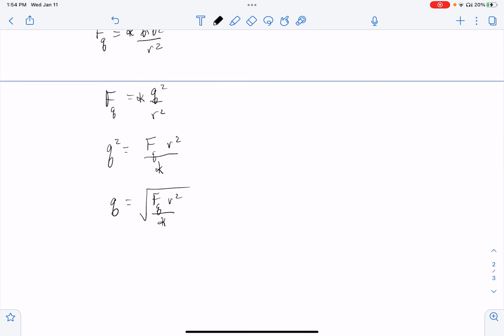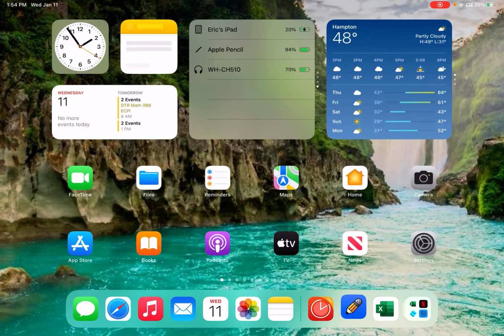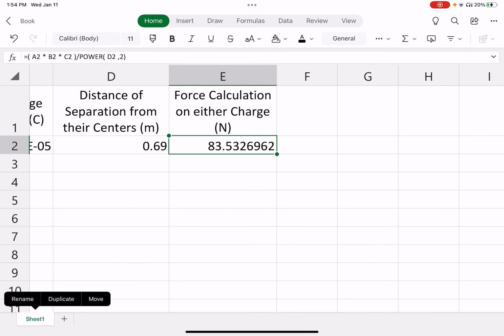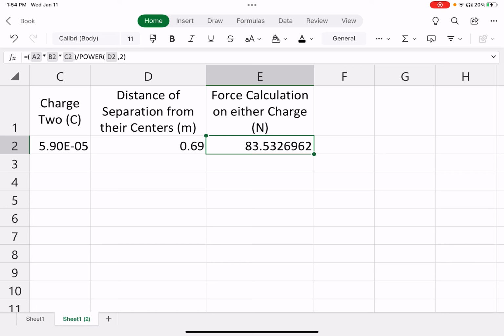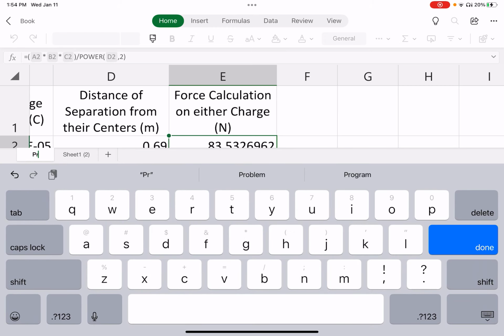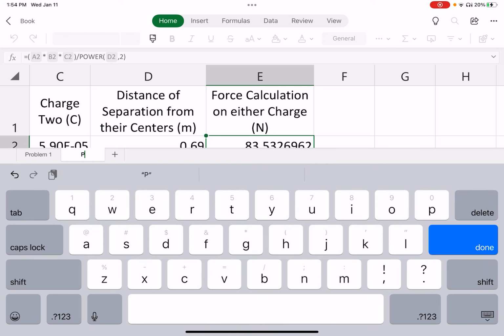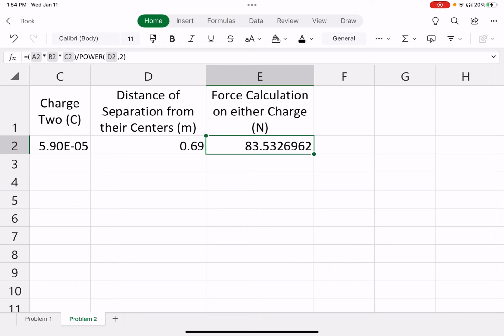And of course, I'm going to use Microsoft Excel again. Let me pull this up. Let me just duplicate this sheet and rename it. Can I rename it? Yep. So this is going to be problem one. And then I have this other sheet and I want to rename that one problem two.